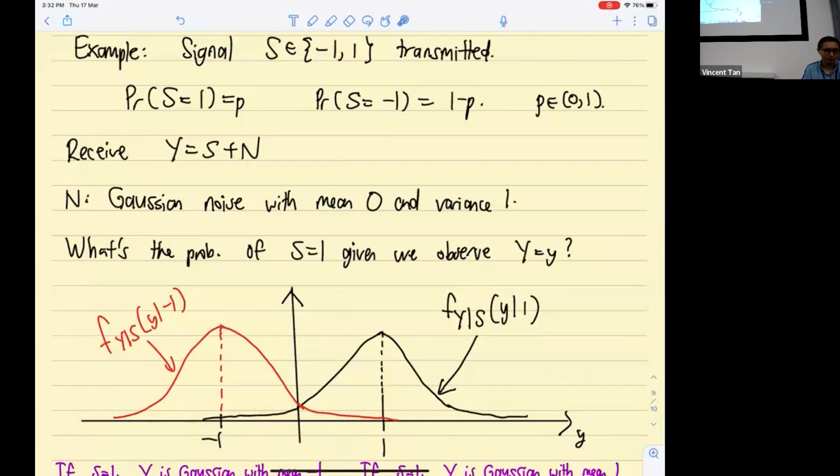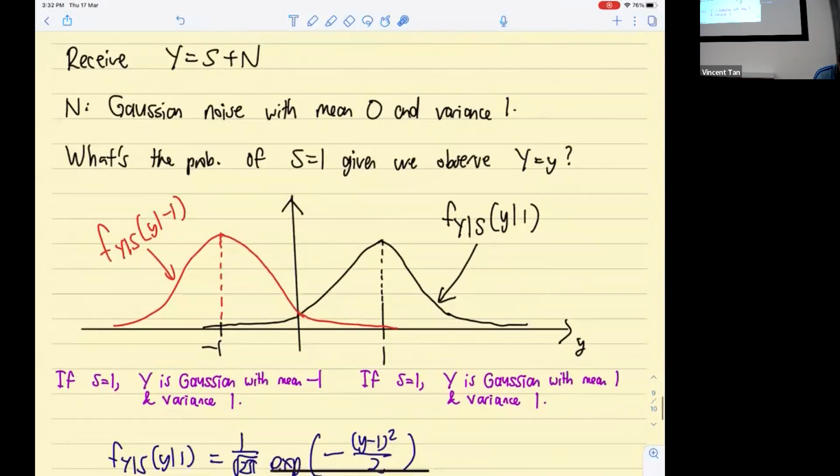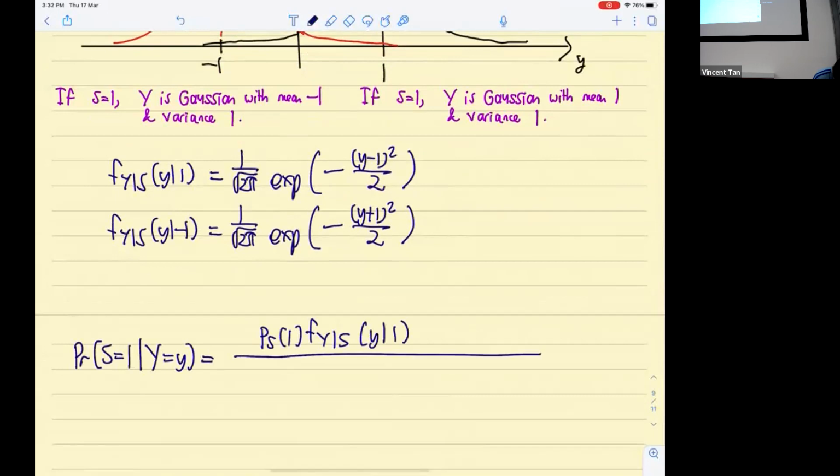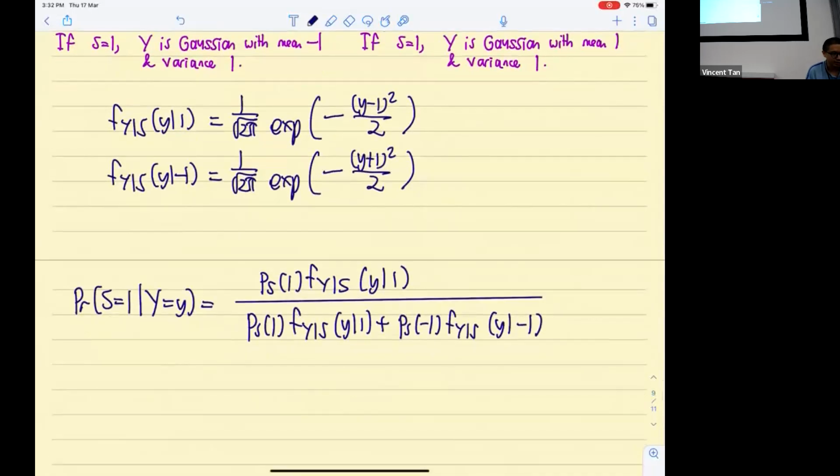So let's try to make this precise as follows. The probability that s equals 1 given y equals y is equal to p of s1 times f of y given s equals 1, divided by p of s1 times f of y given s equals 1 plus p of s minus 1 times f of y given s equals minus 1. We need to know what is discrete and what is continuous: for the discrete things we use p, for the continuous things we use f. So we put everything in nicely.